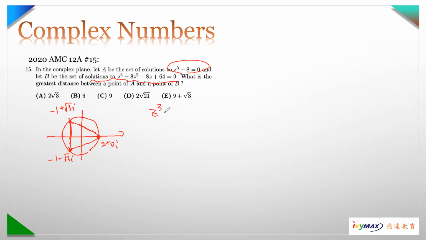So z to the fourth minus 8z squared minus 8z plus 64 equals 0. And this one actually can be factored. So z minus 8 equals 0. Obviously we have a solution of 8, right? That will be one root, located somewhere here.